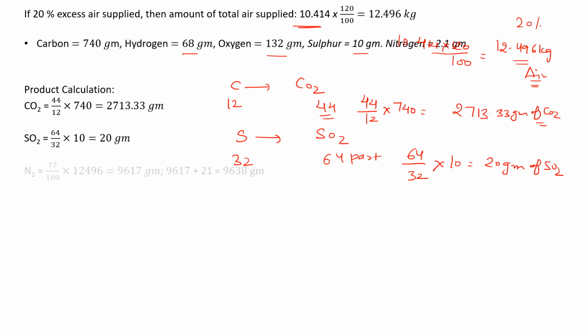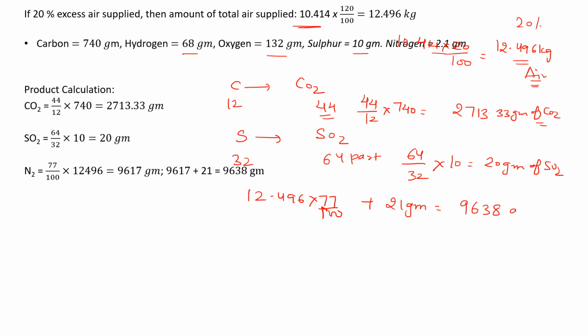Next, we will calculate the nitrogen formation. Nitrogen will be 77% of the total air. The total air supplied is 12.496 into 77%, plus the 21 gram of nitrogen supplied with the fuel sample. So we add that value also, and it gives 9638 gram of nitrogen.